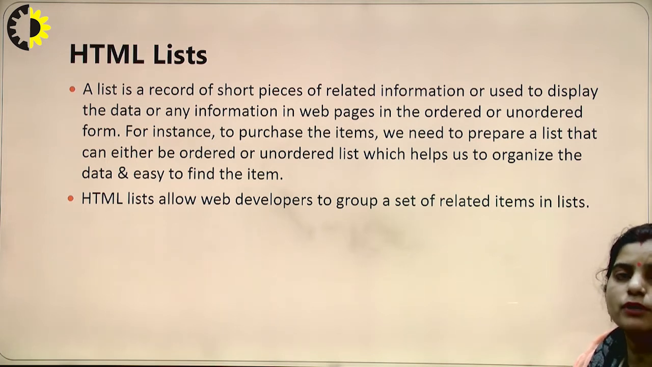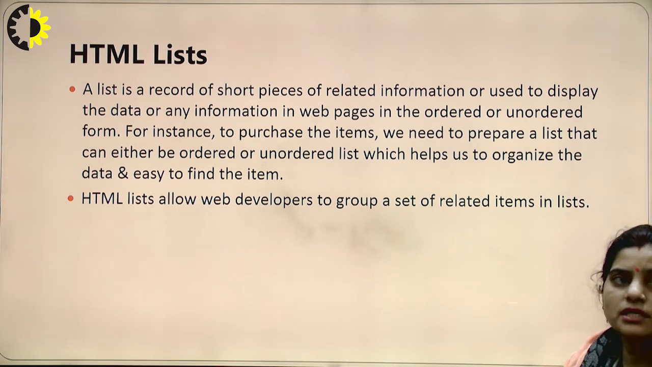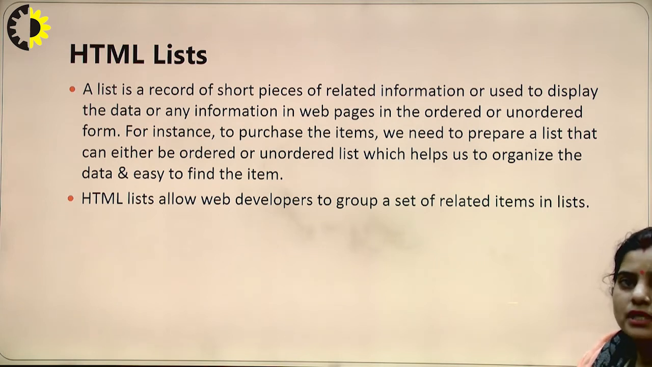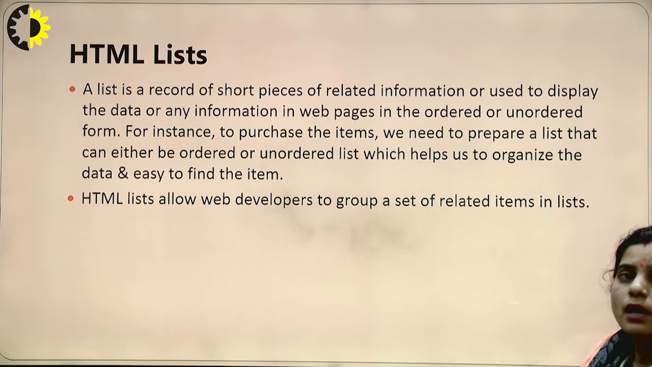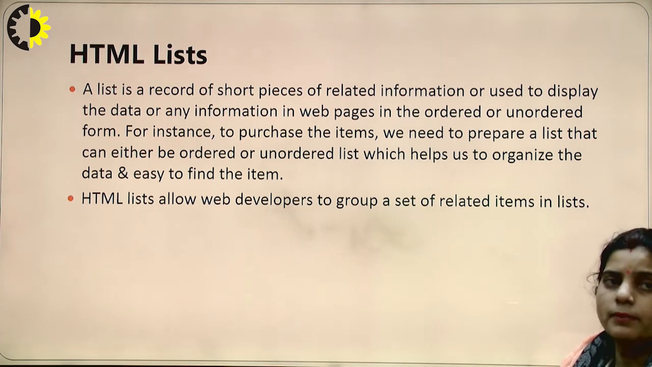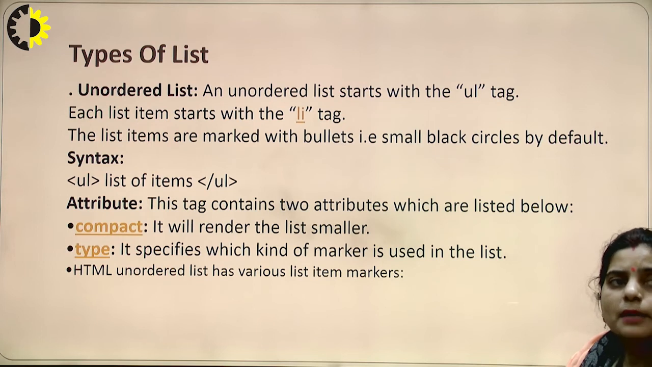For example, if we are going to purchase items, then we need to prepare a list that can be either in ordered form or in the form of an unordered list. It helps us organize the data and makes it easy to find the items we are going to purchase. So, the HTML list allows web developers to group or combine a set of related items in a list. Now, the types of list.